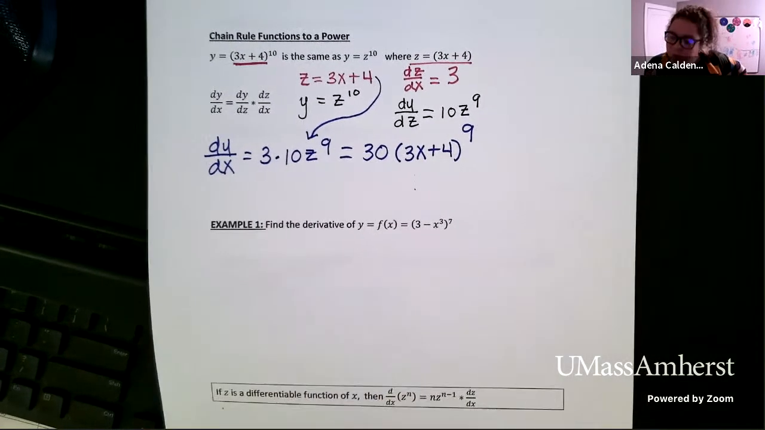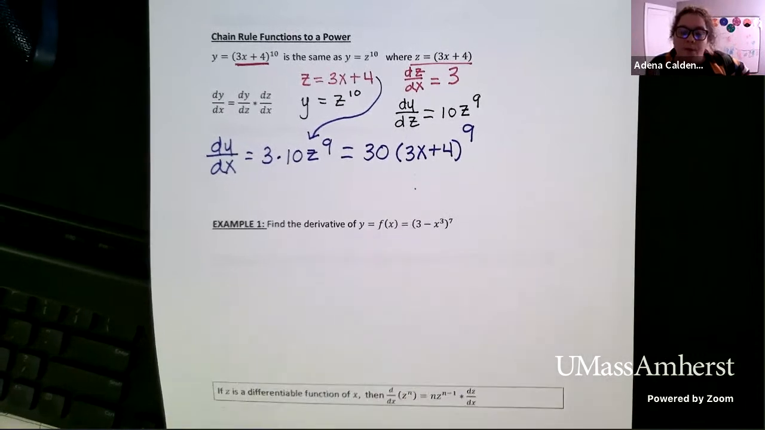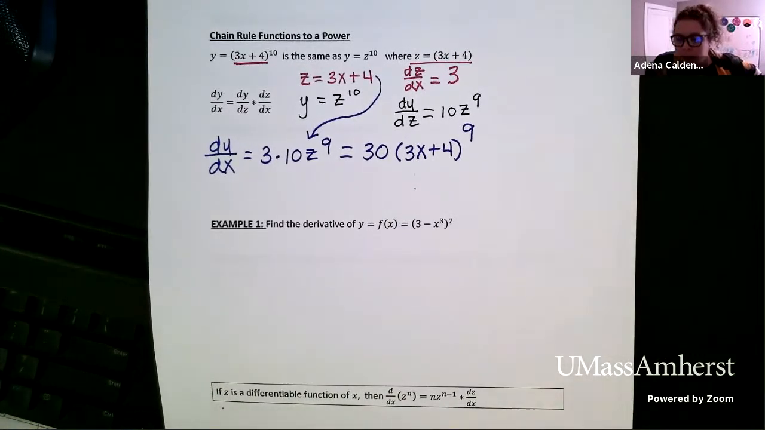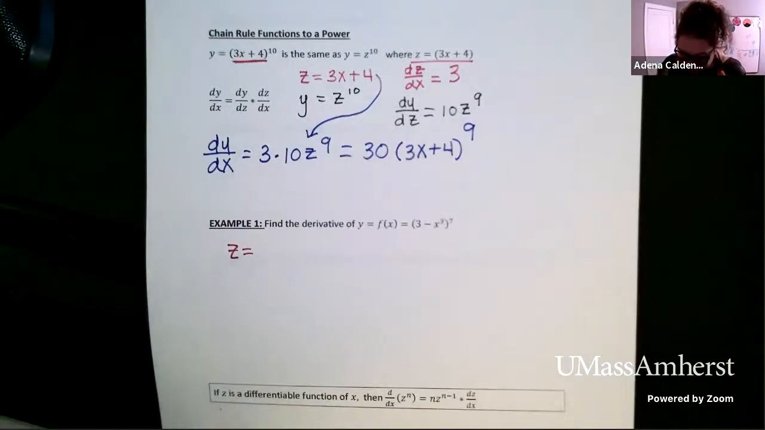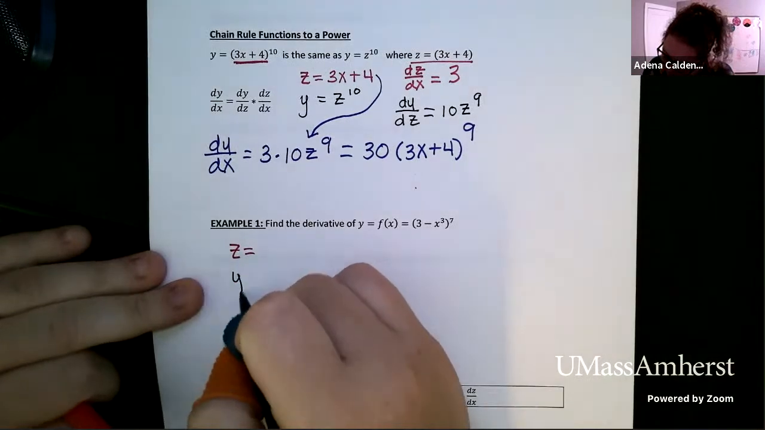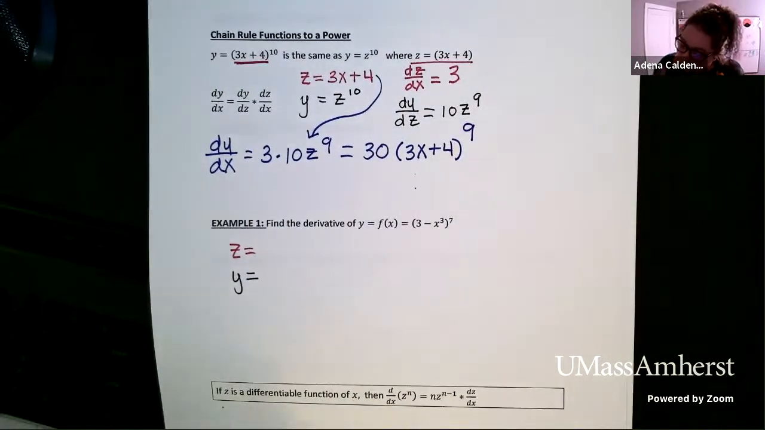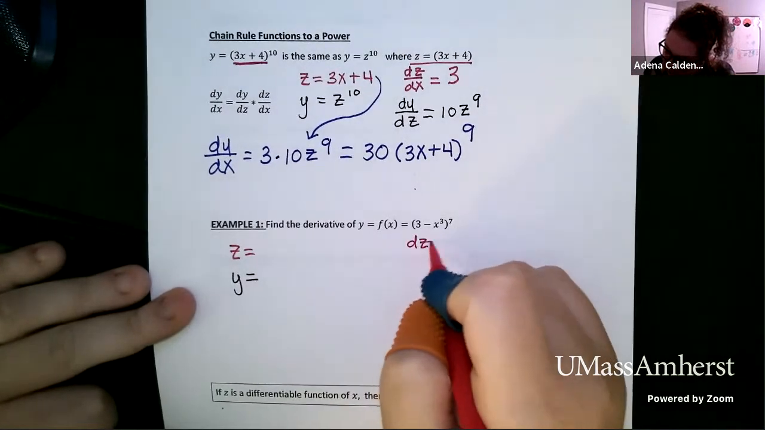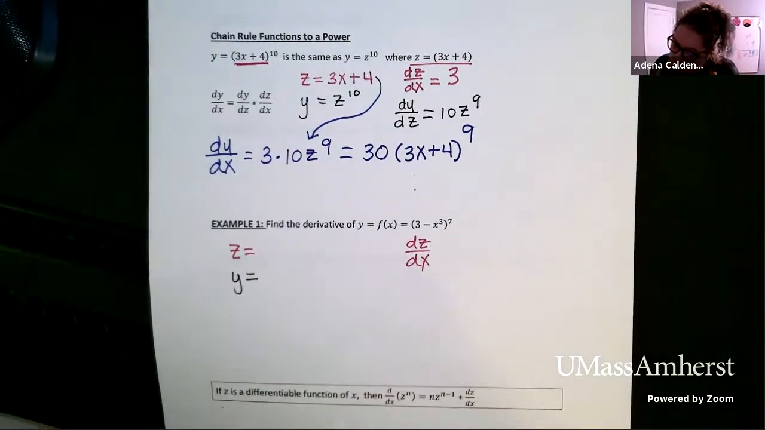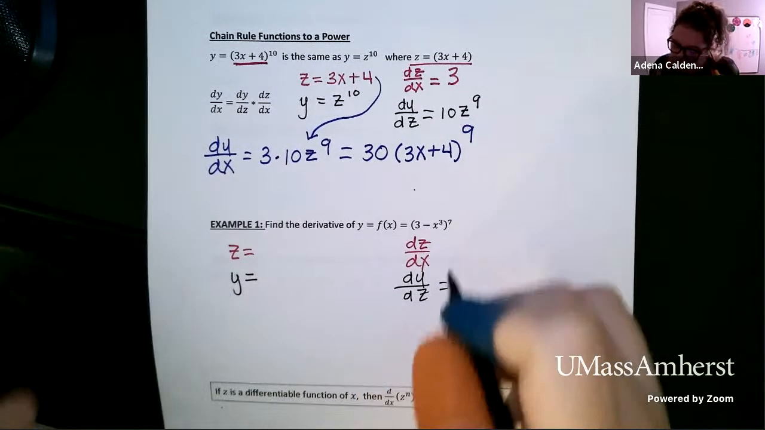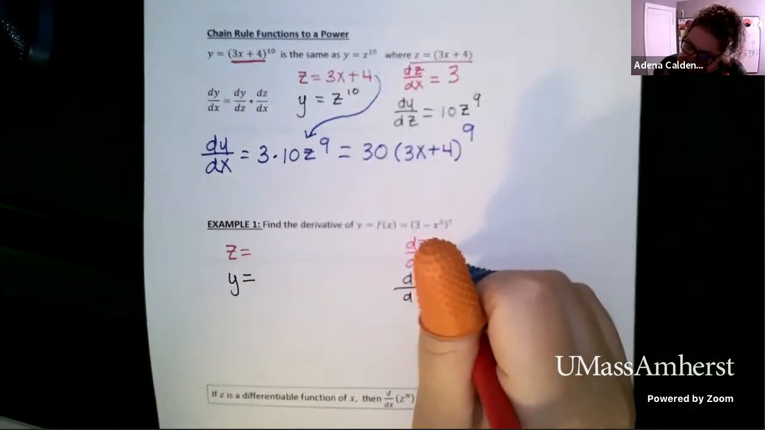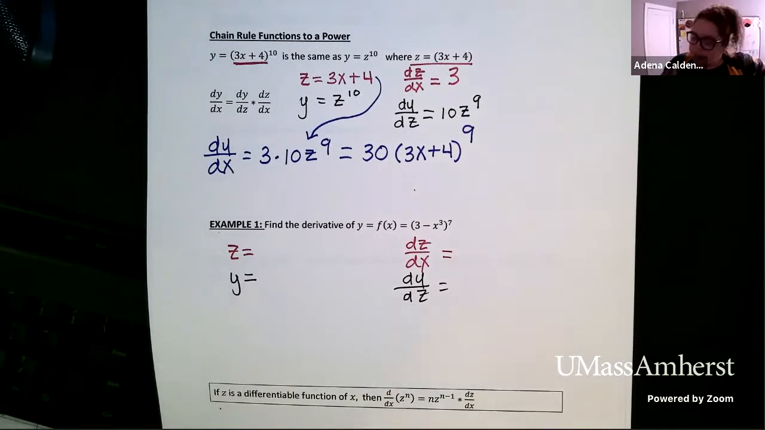Okay? So I want you to try this method. Here we have the function f of x equals 3 minus x cubed, all raised to the 7th. So again, you're going to have to figure out what is your z. And once you have your z, how do you rewrite your y? And then each of your respective derivatives to those pieces. And then you'll multiply them together and sub back in. Okay, so take about 2 minutes. See if you can figure out the pieces based on the problem we did before, and then we'll go through it together.